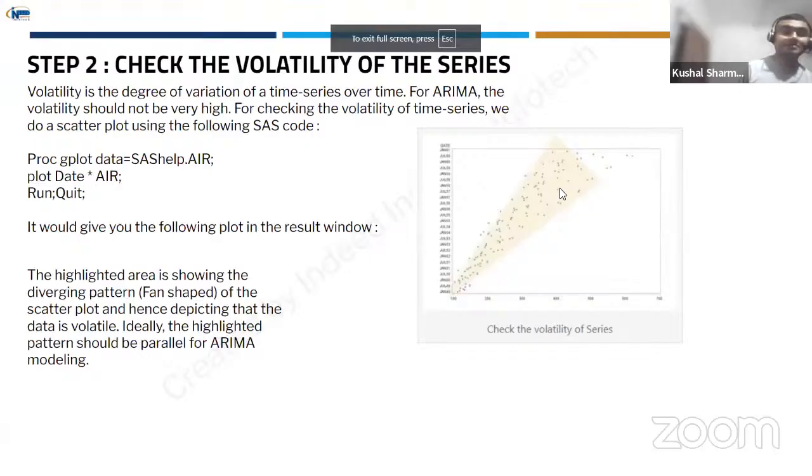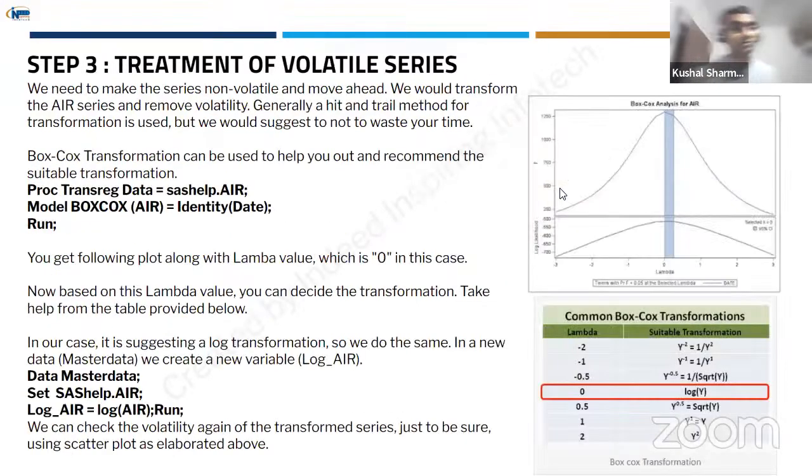Now the next thing is the treatment of volatility. How can it be treated? We need to make the series non-volatile and move ahead. We would start transformation of the air series and remove volatility. Generally it is a hit and trial method, but we will not be using hit and trial. We will be using Box-Cox transformation, because it will help us recommend, with the help of the lambda value, what we should do in order to remove the volatility.